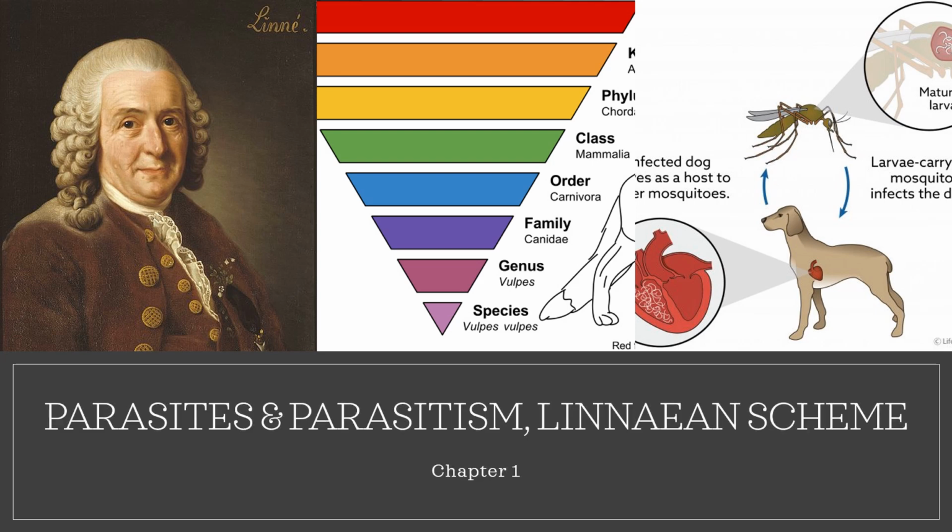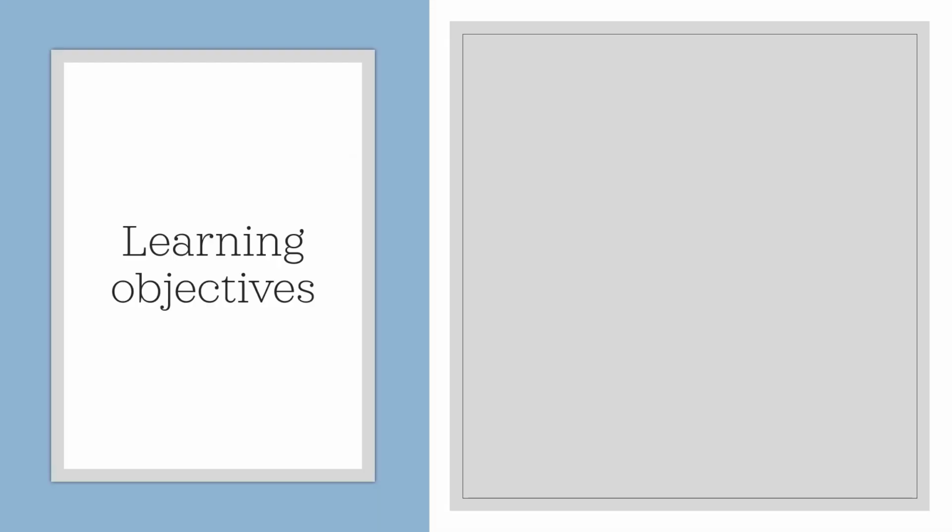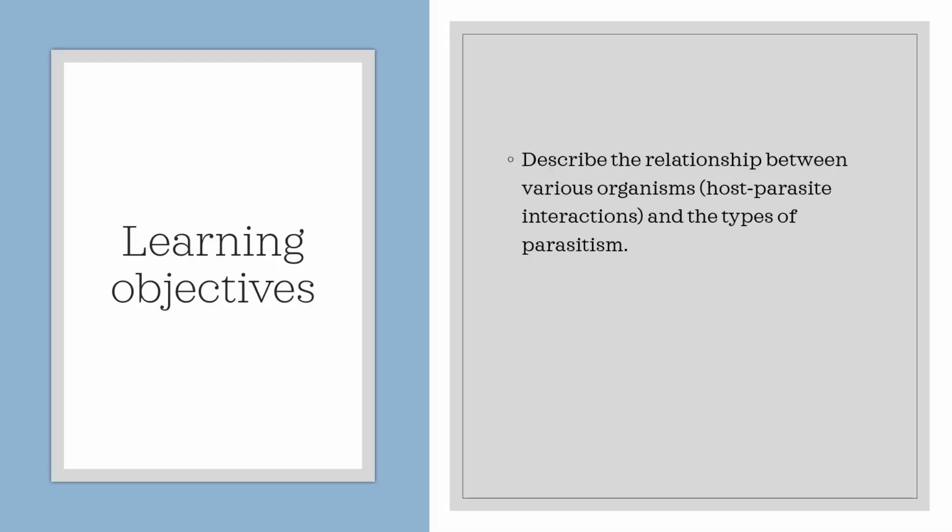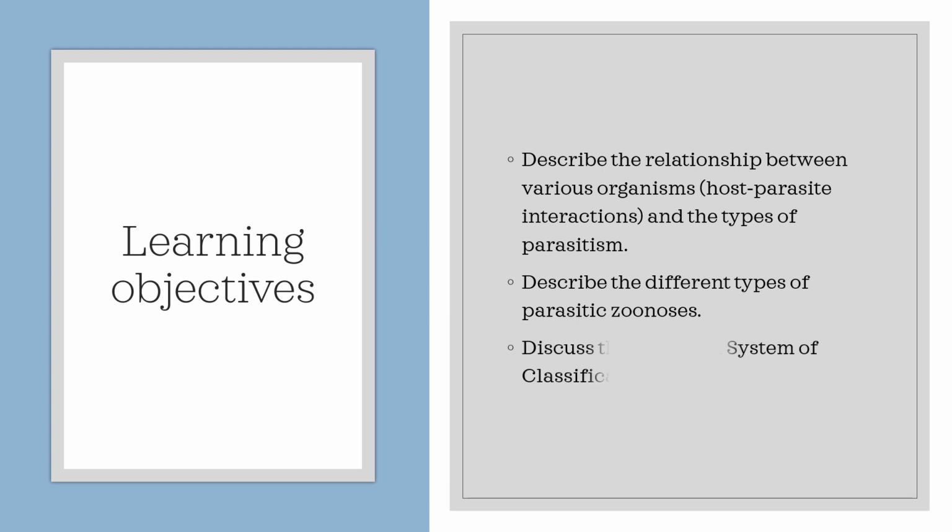Welcome to Module 2 of Chapter 1. In this module, we are going to talk about parasites and parasitism and the Linnaean Classification System. This presentation aims to describe the relationship between various organisms and the types of parasitism. It also aims to describe the different types of parasitic zoonosis and discuss the Linnaean system of classification.